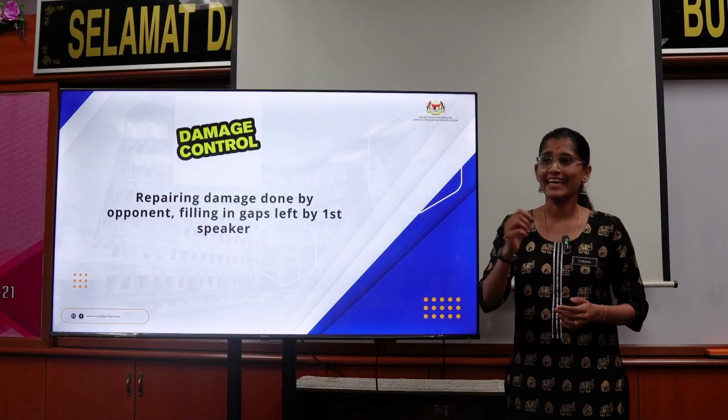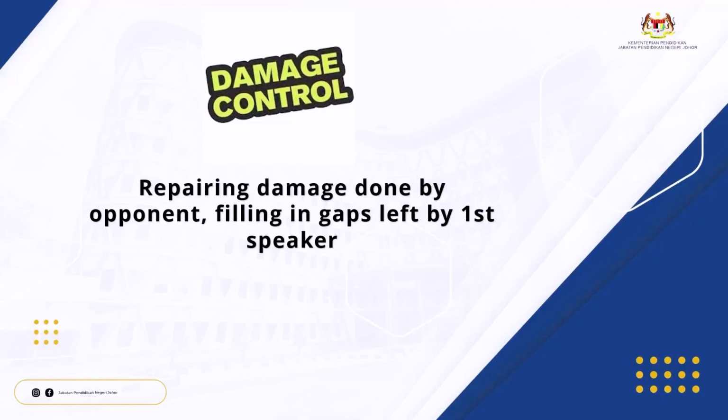All right, so the second speaker is also somebody who does damage control. What is that? It is about repairing damage done by the opponent, by rebutting, and filling in gaps left by the first speaker. Let's say, for instance, the first speaker has missed out something important. So, it is the duty of the second speaker to fill the gap and to cover. All right, this is the last one.